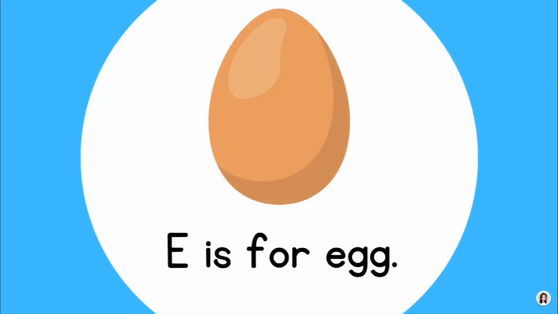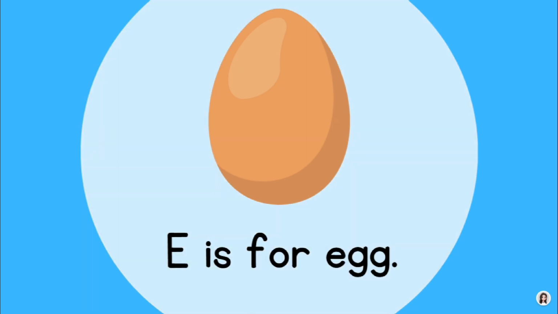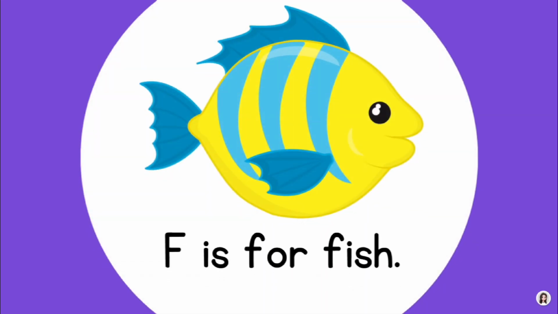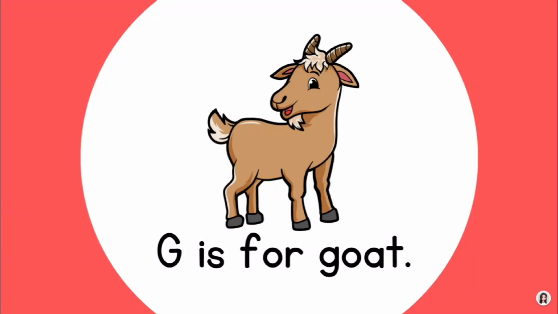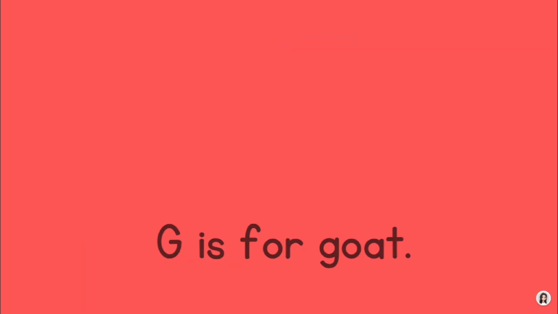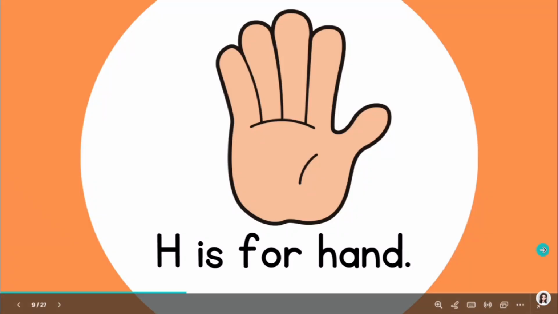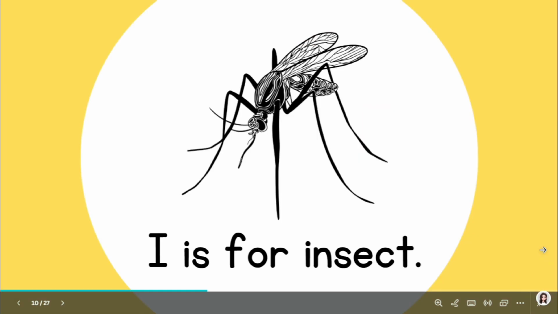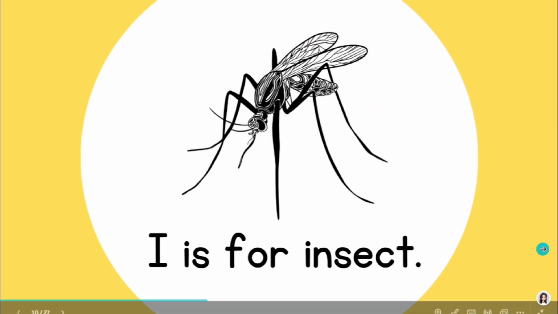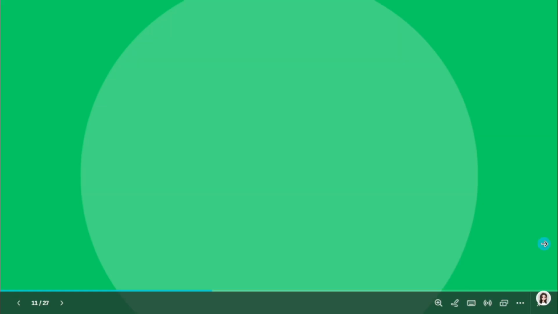E is for egg, egg. F is for fish, fish. G is for goat, goat. H is for hand, hand. I is for insect, insect.